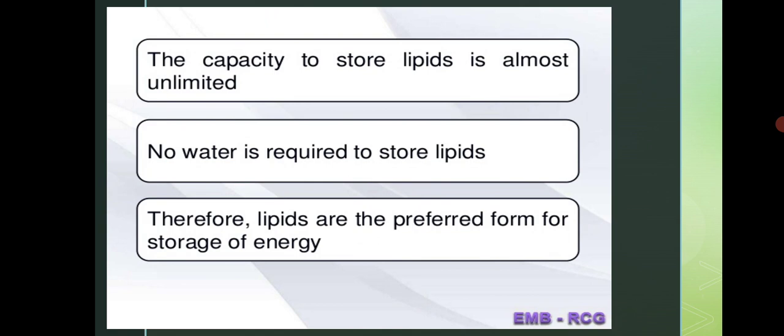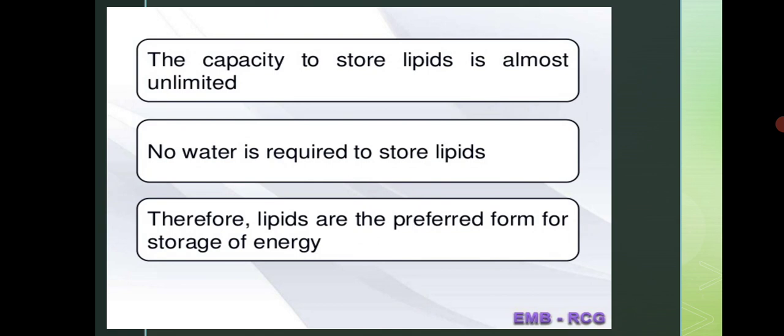The capacity to store lipid is almost unlimited. Okay, so lipids are stored in the body the most, as compared to glucose. How glucose is stored in the form of glycogen, in the same manner lipids are stored in the form of fats or in the form of triglycerols. Mostly these lipids are stored in the body. Why? Because they don't require water. No water is required for the storage of lipids.